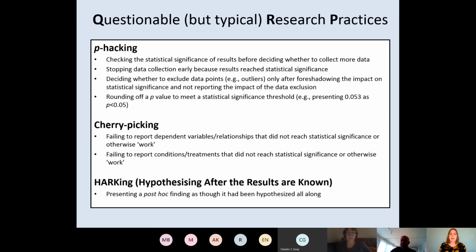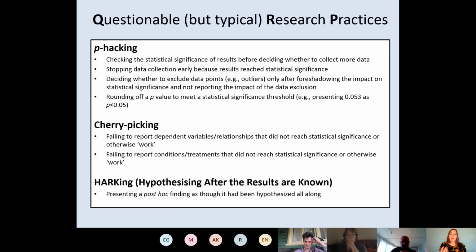This might be something like checking how your results are looking as you're collecting data and then stopping as soon as your result is statistically significant, or if you're not working in a framework that looks at statistical significance, when the relationship or difference is strong enough that you think you can make a good story about it. It's the same kind of idea, same pressure, it just looks slightly different.